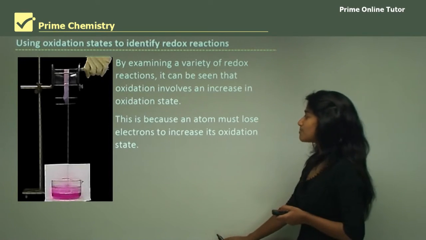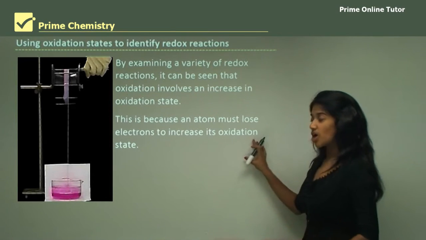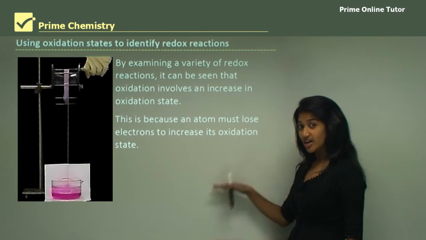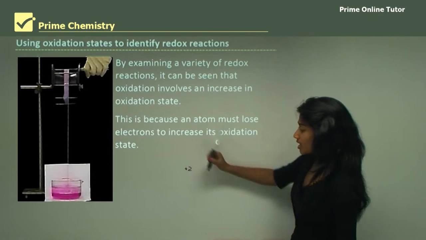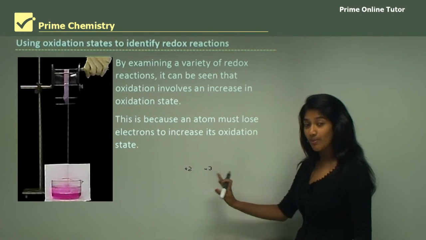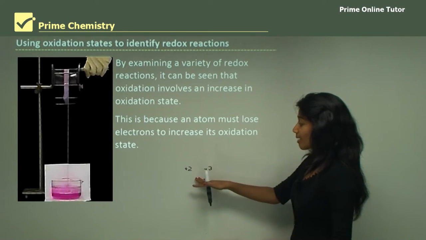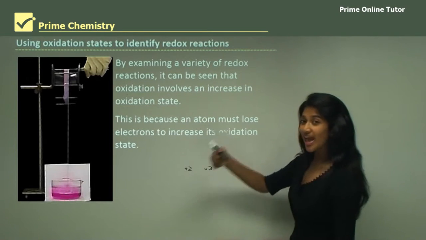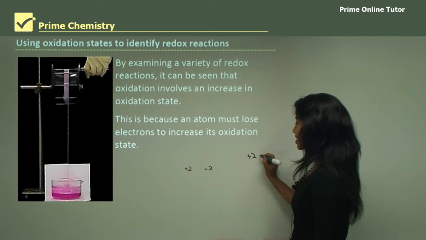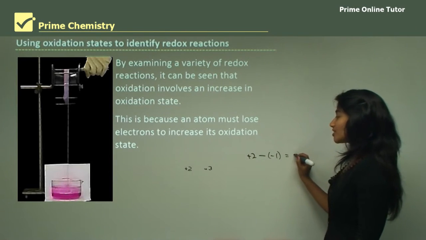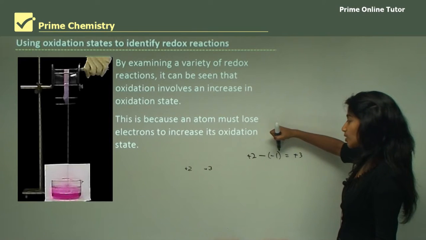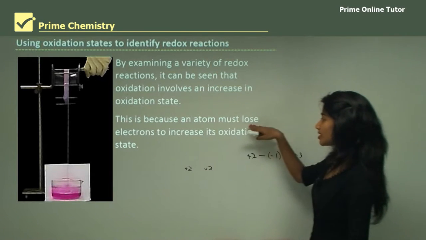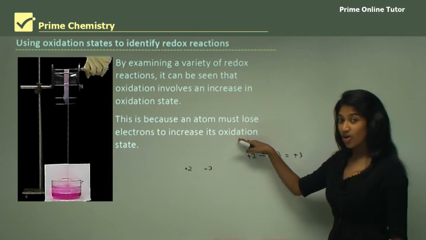This is because an atom must lose electrons to increase its oxidation state. Now, oxidation states would increase if it gains a number. So for example, going from +2 to +3, it's gaining a number upwards on the scale. So that means it has to lose a -1. To lose a -1, you take away a -1. So +2 take away a -1 would give us +3. To take away a -1, you'd have to take away an electron. And that's why when you're losing an electron, there's an increase in the oxidation state.